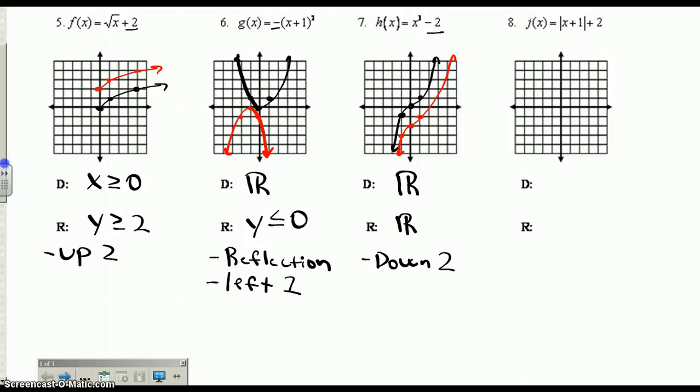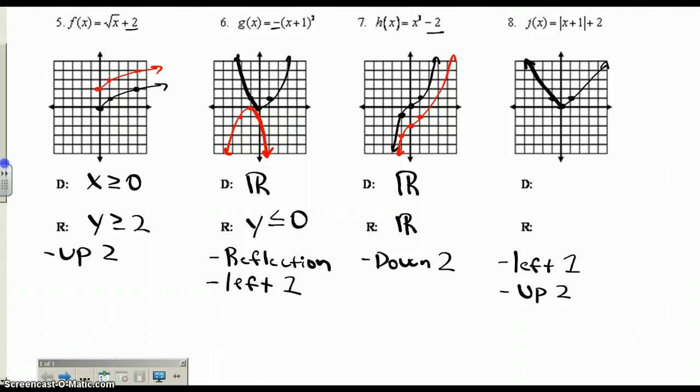Okay, the next one, this is absolute value. This is our V shape. Okay, so I'm going to draw the original. Put my 3 points up there. Here's my V. Okay, let's describe the transformation. The 1 is on the inside, so we're going to move to the left 1. Remember, it's opposite. And that 2 is on the outside of the absolute value, so it's going to be up 2.